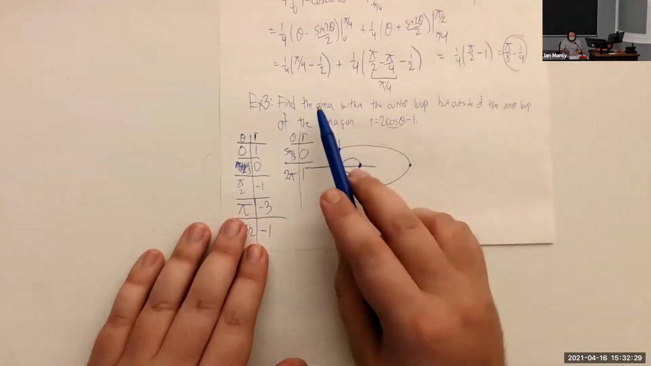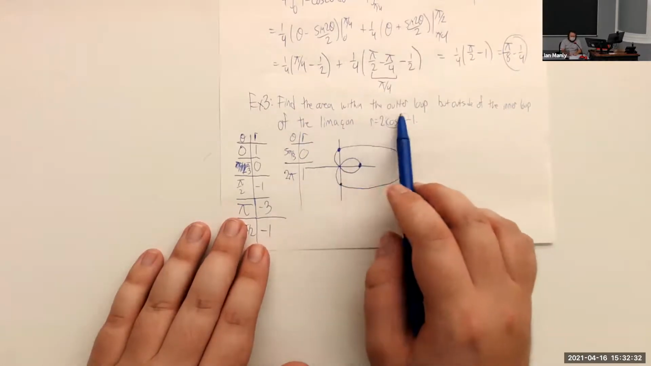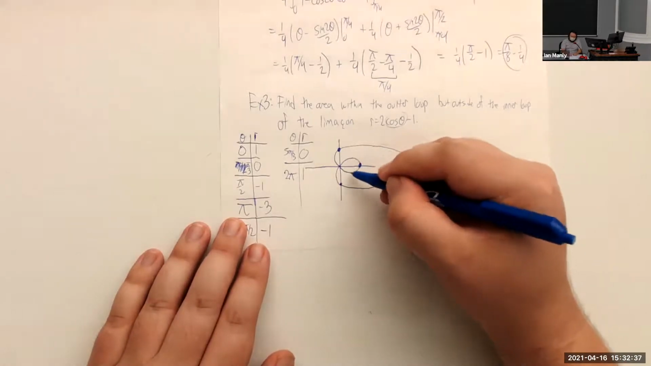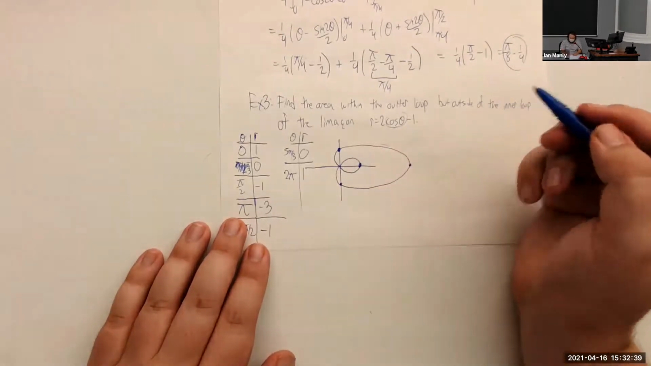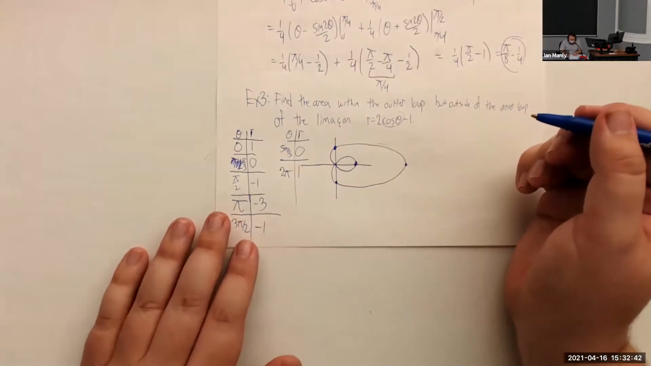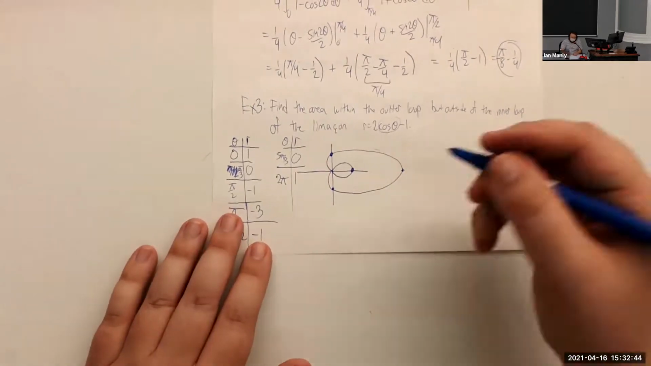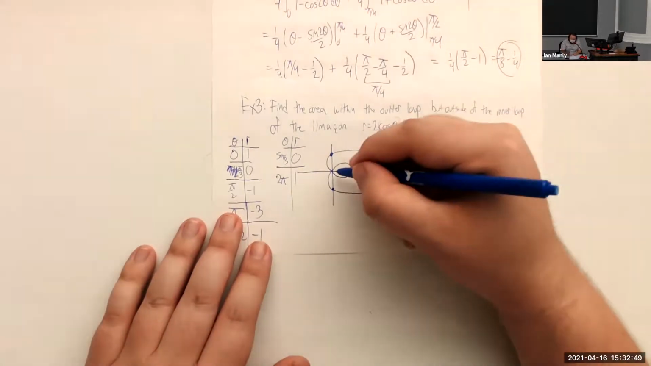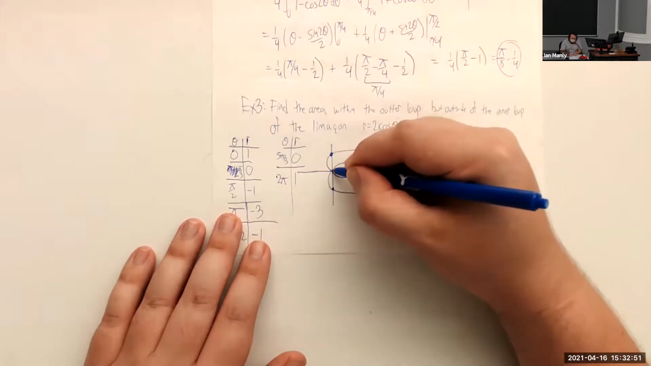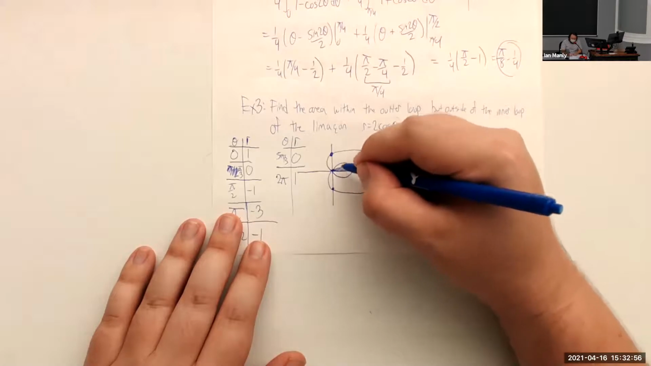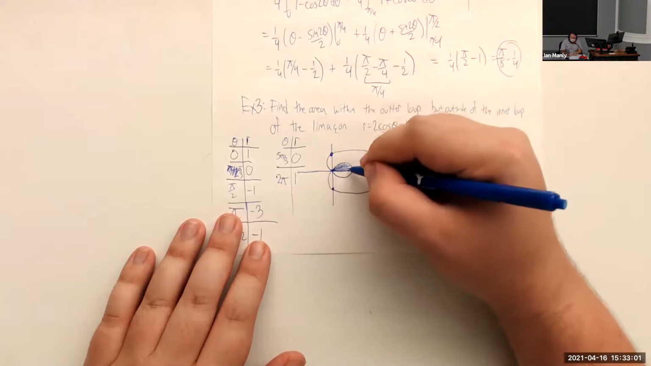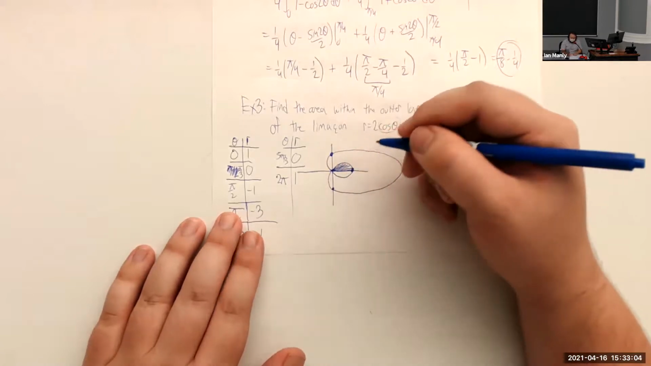Now remember what we were tasked to do here. We're supposed to find the area within the outer loop, but outside of the inner loop. So we want to find the area within this whole thing except for this right here. All right, so let's see how we would do that. If we start at theta equals 0, we're going to be going out here, right? And then as we rotate to theta is pi over 3, we're going to get this half of the little loop.